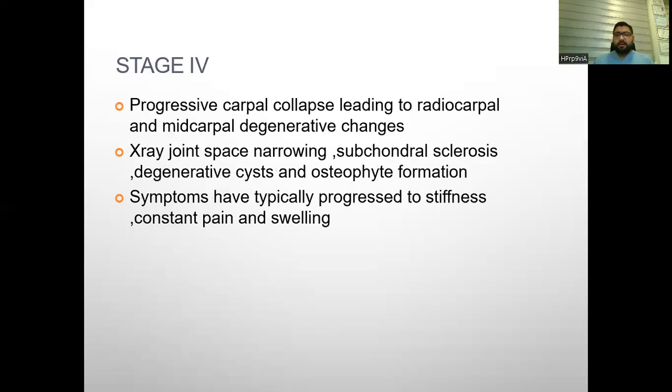Stage 4 is progressive carpal collapse leading to radiocarpal and midcarpal degenerative changes. On X-ray there is joint space narrowing, subchondral sclerosis, degenerative cysts, and osteophyte formation. Symptoms have typically progressed to stiffness, constant pain, and swelling. So there is arthritis in the wrist.